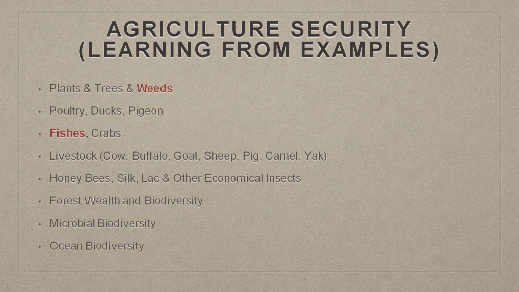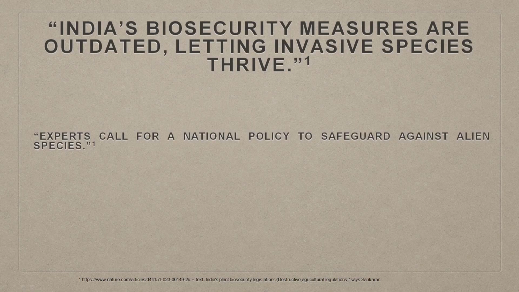Then we have the ocean biodiversity, those countries which have a lot of water bodies around them, specifically in terms of India. It has on one hand the Bay of Bengal, the Indian Ocean, the Arabian Sea. If you look at Japan, they have two major water bodies on both sides. So, all these are part of the agriculture security.